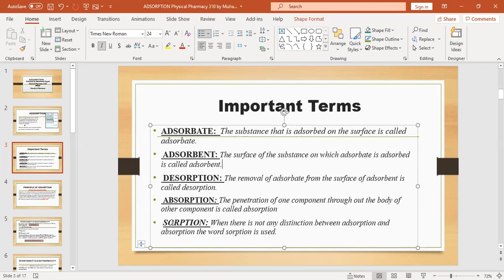The next term is sorption. S-O-R-P-T-I-O-N, sorption. When there is no distinction between adsorption and absorption, the word sorption is used. It means if we are not clear whether it is going to be adsorbed or absorbed, then we generally use the term sorption. Let's proceed further.